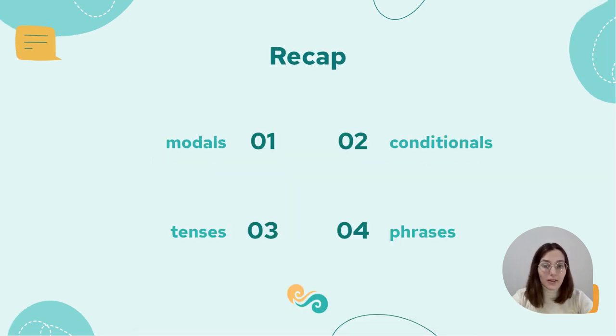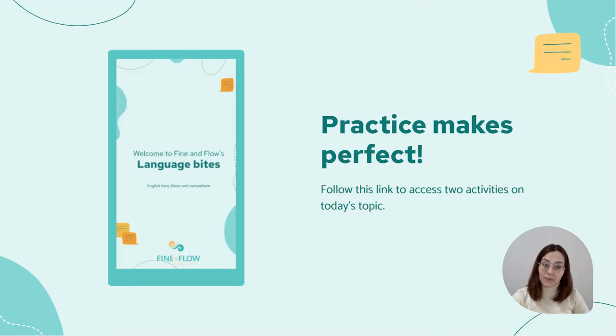So, a little recap to refresh all this information. We spoke about modals and how they help us convey different degrees of probability. We spoke of conditional sentences in which a situation depends on another. We spoke of two tenses that refer to the future. And we introduced some phrases that help us convey prediction and probability.